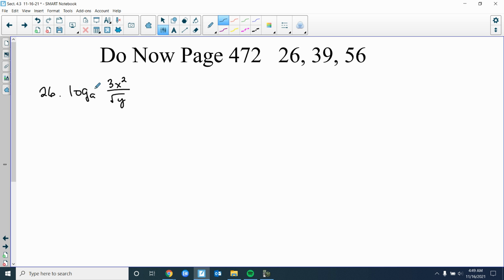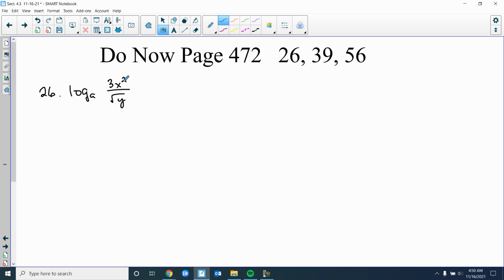So this is 26. You can either pause this and try them on your own, or just watch me go through them. Either way. For this problem, we need to write the expression in expanded form, which means no products, no quotients, no powers. Square roots include powers, so we're going to have to get rid of that as well.